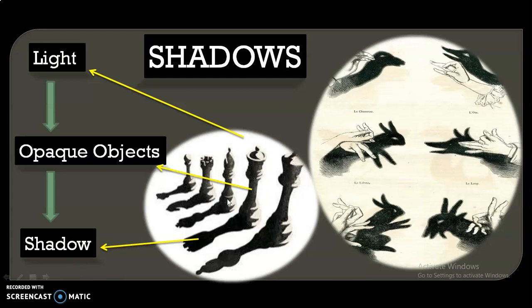So basically we have to remember that in order to produce shadows, we need to have source of light, opaque objects, and then only shadows can be formed.